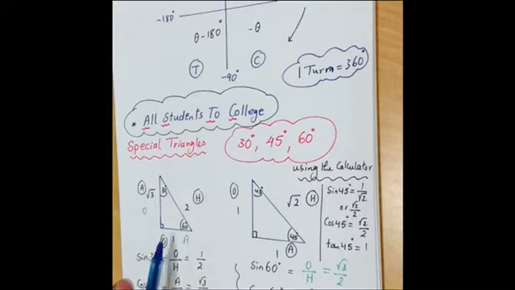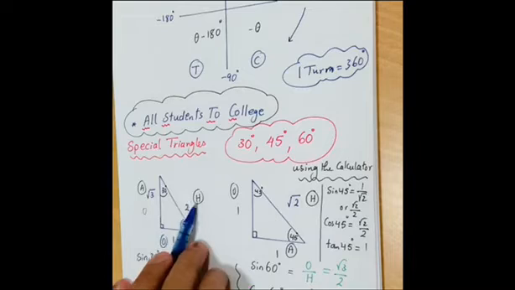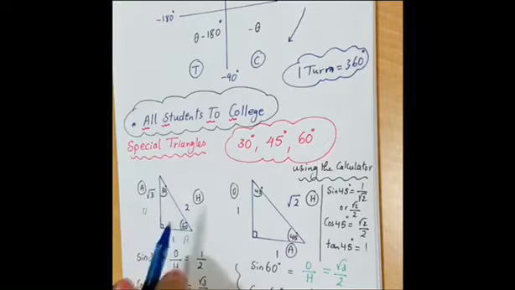This triangle has hypotenuse 2, base 1, and height root of 3. Remember the Pythagoras theorem: the square of the hypotenuse is equal to the sum of the squares of the other two sides. But this is not the point that we're going to talk about. We're going to talk about the ratios.